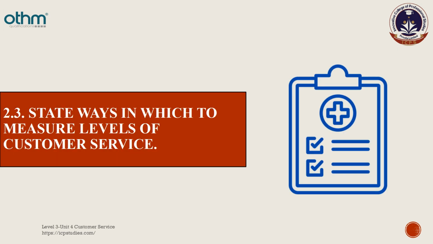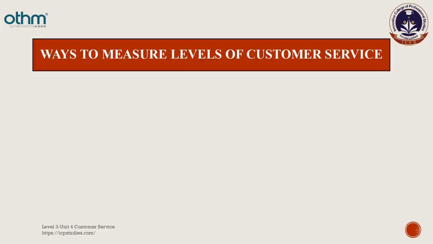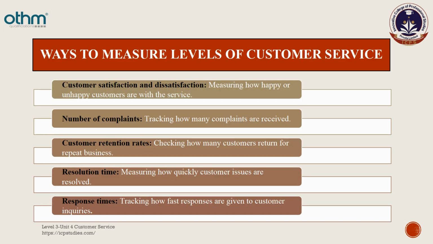Now we have the third assessment criteria, in which we state the different ways to measure the level of customer service. There are different ways to measure the levels of customer service. The first one is customer satisfaction and dissatisfaction. In this, we have to measure how happy or unhappy our customers are with our product or services. Then we have to check the number of complaints. We have to track how many complaints we received in a month or in a week. Then we have to check the customer retention rate. We have to check how many customers returned to purchase our product or service again.